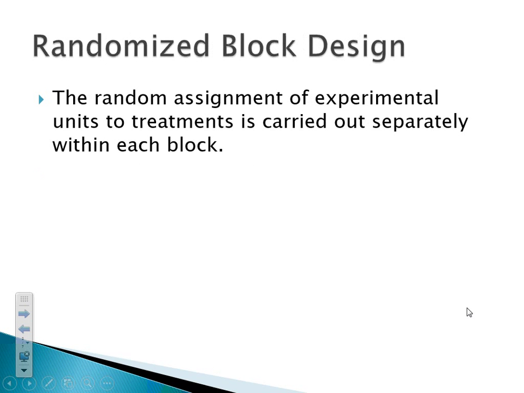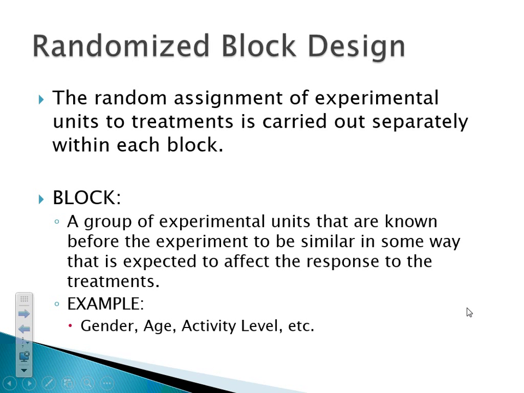The first type is what's known as a randomized block design. And this is where the random assignment of our experimental units or subjects in terms of deciding what treatment they get is carried out separately within each block. Now, that definition doesn't do us any good unless we understand what a block is. And so a block is a group of experimental units that are known before the experiment to be similar in some way that is expected to affect the response to the treatment.